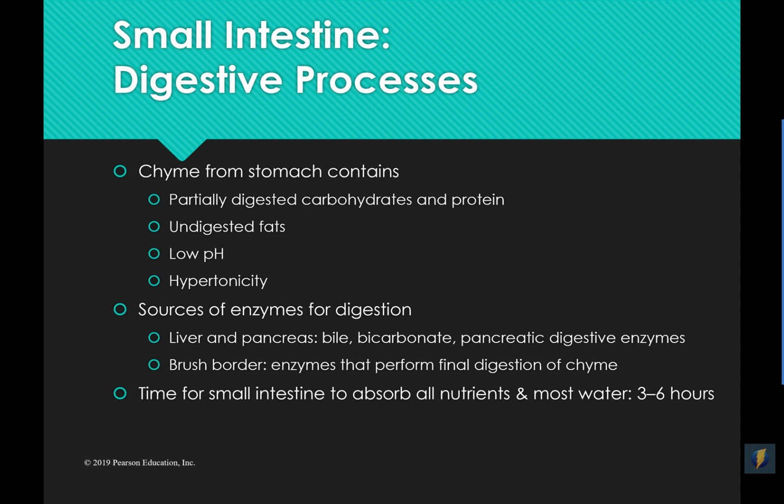Typically it takes about 3 to 6 hours for your small intestine to digest and absorb all of your nutrients from your meal, as well as most of the water from your meal. So it's not a super fast process, it's not a super slow process, but we want maximal time so that we can wring every last bit of nutrient from our food.